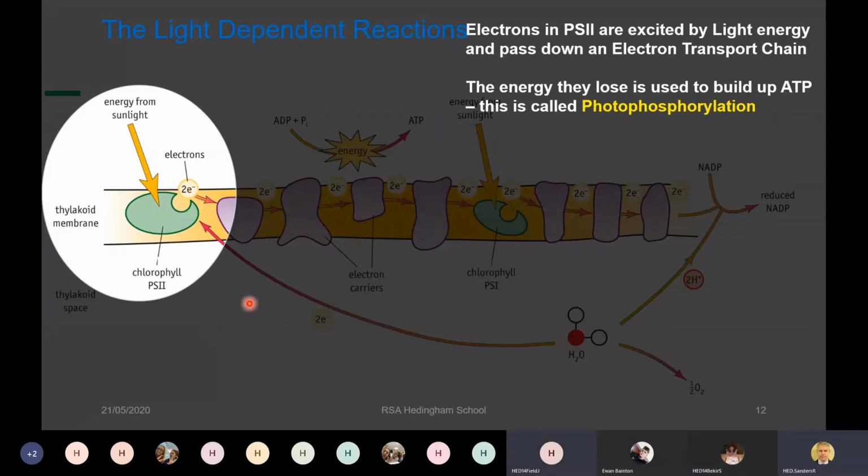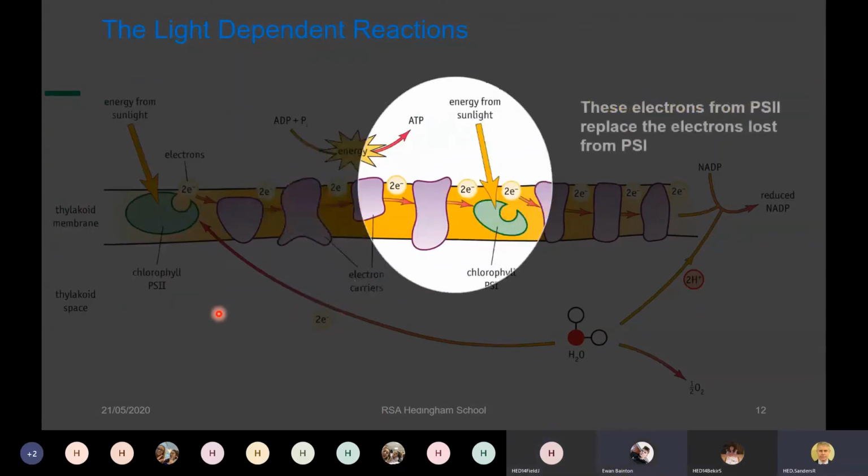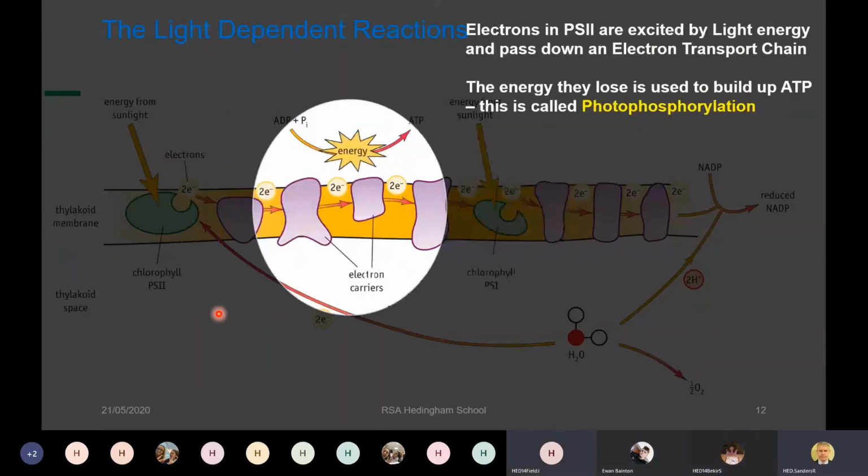The energy they use is used to build up. Come on. Is this not? Oh, sorry. I've gone past it. Let me get back one.